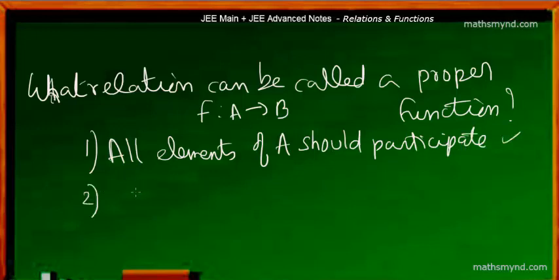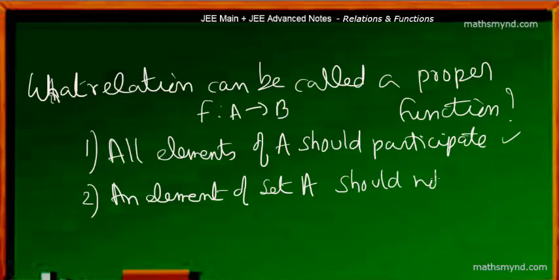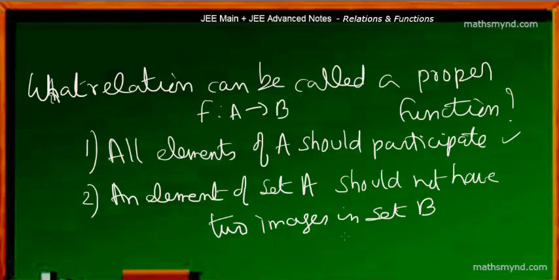The second point is a continuation of the first point, and now this participation should be in such a manner that an element of set A should not have two images in set B. It simply means that a single element of set A shouldn't be pairing up with two components of set B. For example, in the previous case, the ordered pairs like A1, B1 and A1, B2 are not allowed. That's the meaning of it.